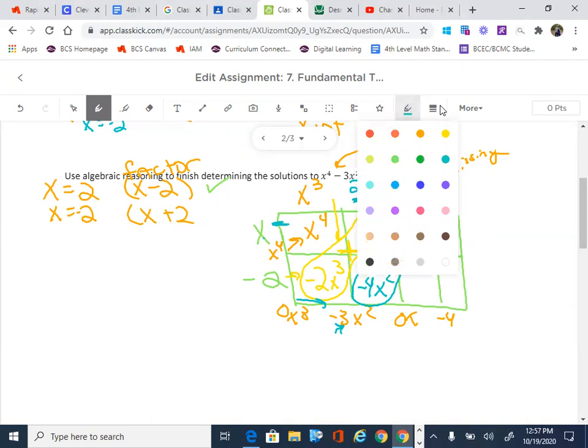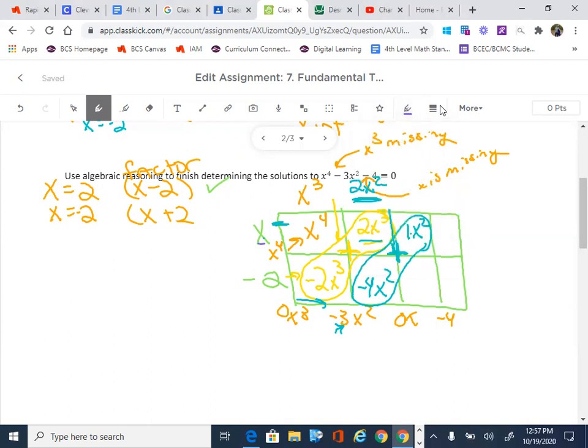Then I ask, what do I multiply x by to get 1x squared? That is 1x. So 1x times x is 1x squared, and 1x times -2 is -2x. I need this to add to get to 0x, which is 2x. What do I multiply x by to get 2x? That is positive 2. 2 times x is 2x, and 2 times -2 is -4. There is no remainder.